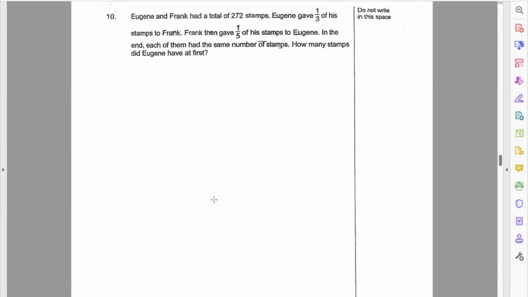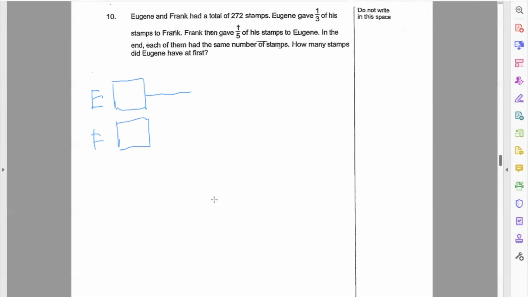So this is a pretty easy question. Yeah? So we start off with Eugene and Frank. And because it's a working backwards question, and we know that total at every stage is the same. So to begin with, I'll draw two empty boxes. I'll fill in the figure later. So this is supposedly what Eugene will have at first.